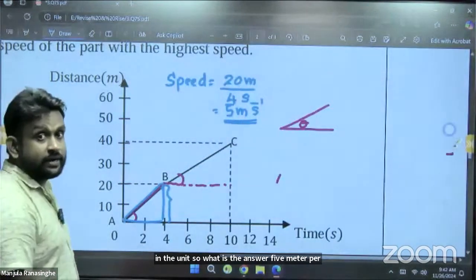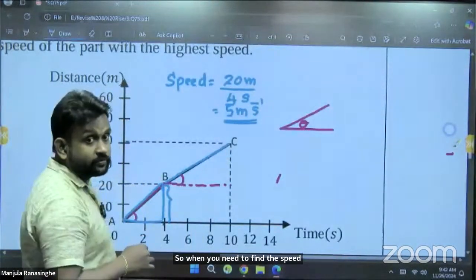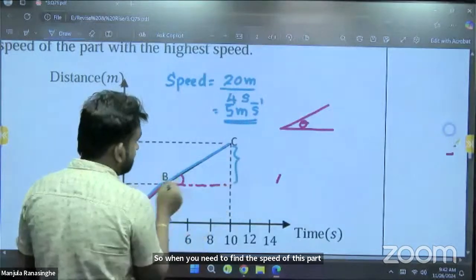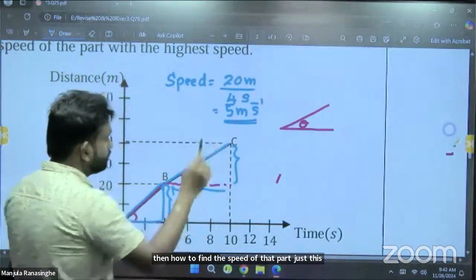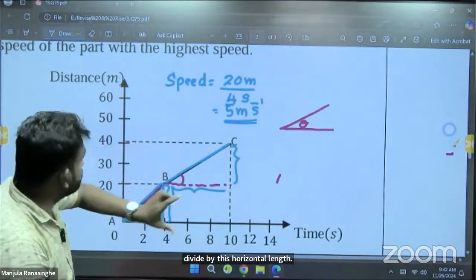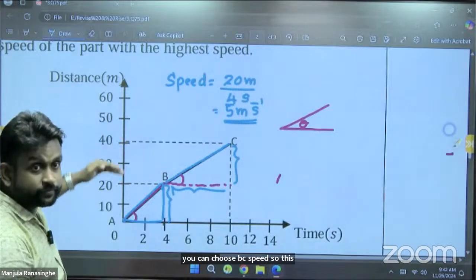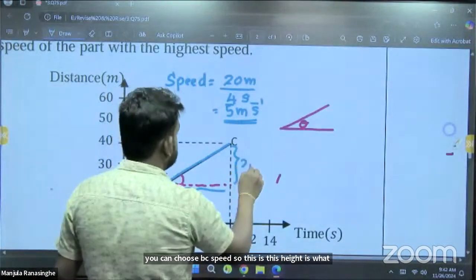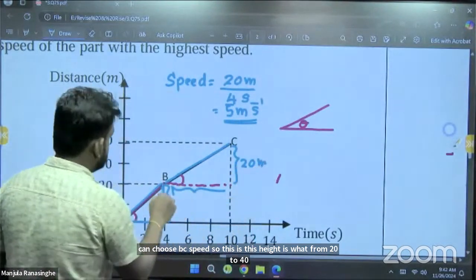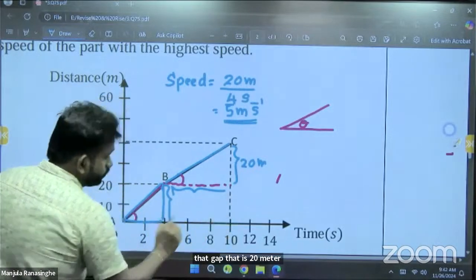So when you need to find the speed of this part, how do you find it? Just this vertical height divided by this horizontal length. You can choose the BC speed. So what is this height? From 20 to 40, that gap, that is 20 meters, divided by this horizontal length, from 4 to 10.